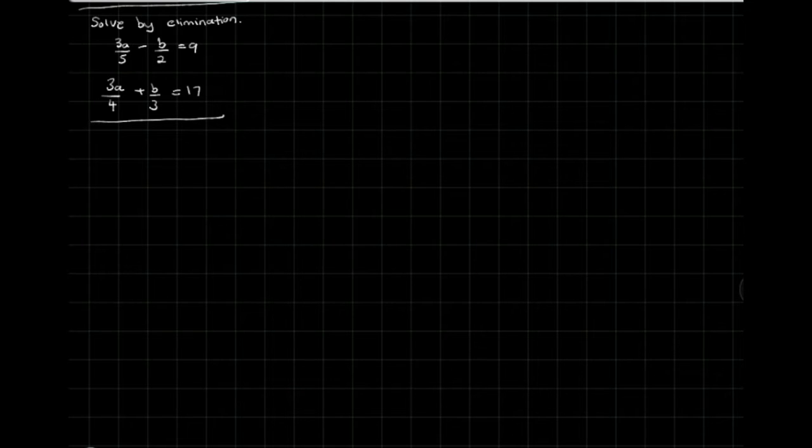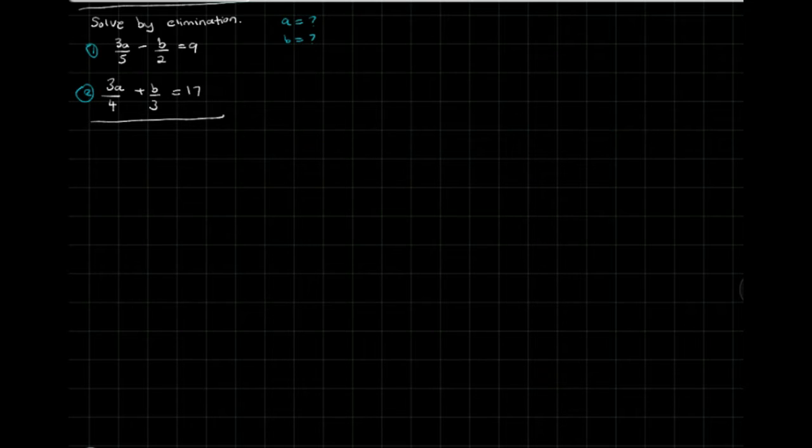Okay, so let's take a look at solving a more complex system by using the elimination method, right? In this case, we have 3a over 5 minus b over 2 is equal to 9, and 3a over 4 plus b over 3 is equal to 17. Let's call this equation 1 and equation 2. I want to solve for a and b. So what is a and b?